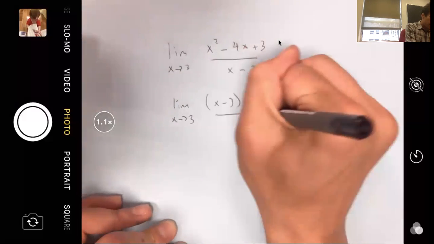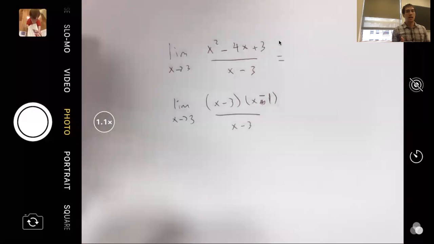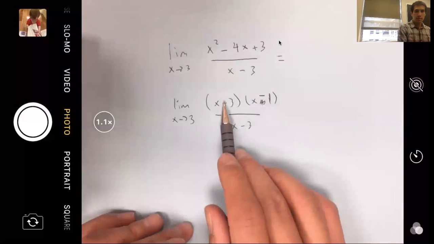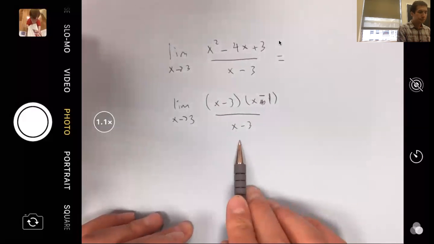And now I'm still dividing by x minus 3. So I haven't changed anything, because I've just rewritten the function. But now you can see that there's an x minus 3 on top and an x minus 3 on the bottom.